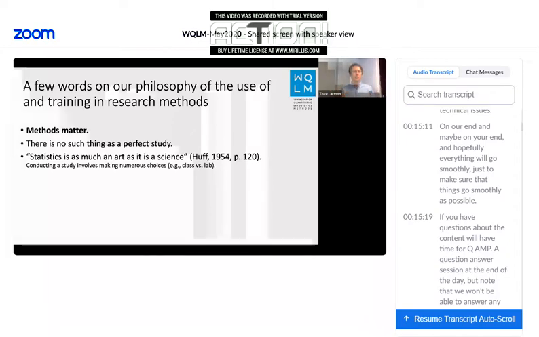And so that's a starting point, a point of departure, an assumption that we take into this discussion as well. And along with that idea that there's no such thing as a perfect study, and these choices that we make, statistics and quantitative methods, and maybe even you could say research methods in general, can be considered in many ways both an art and a science.